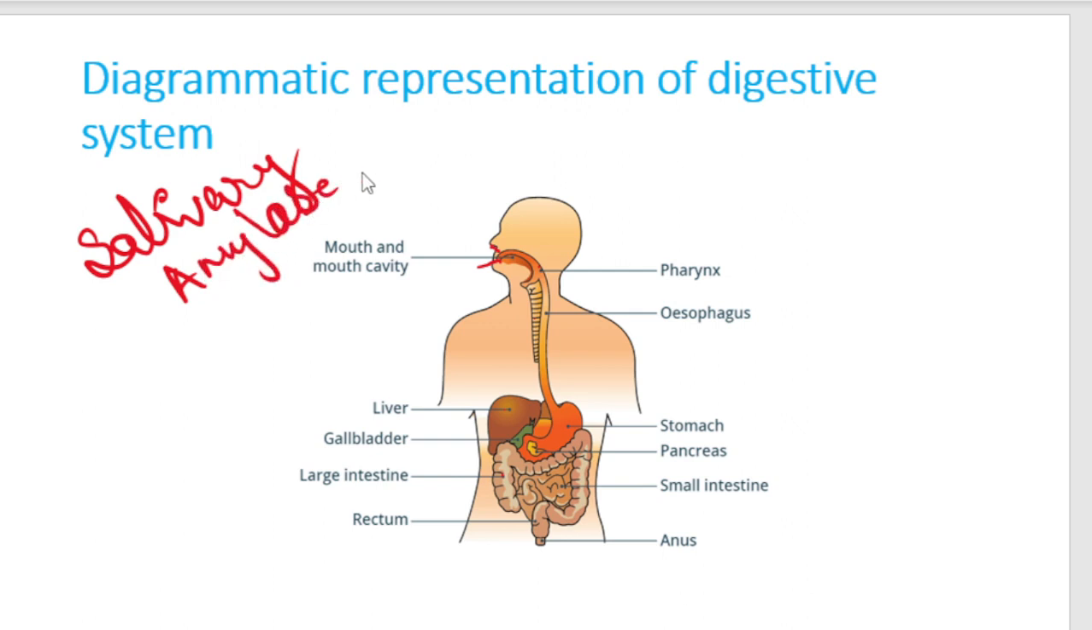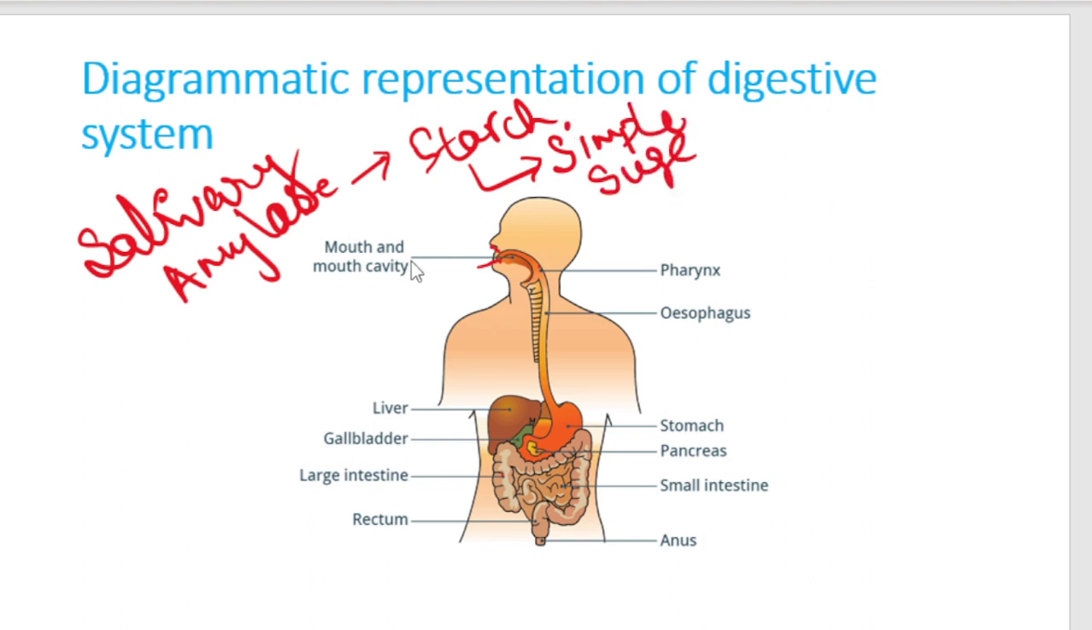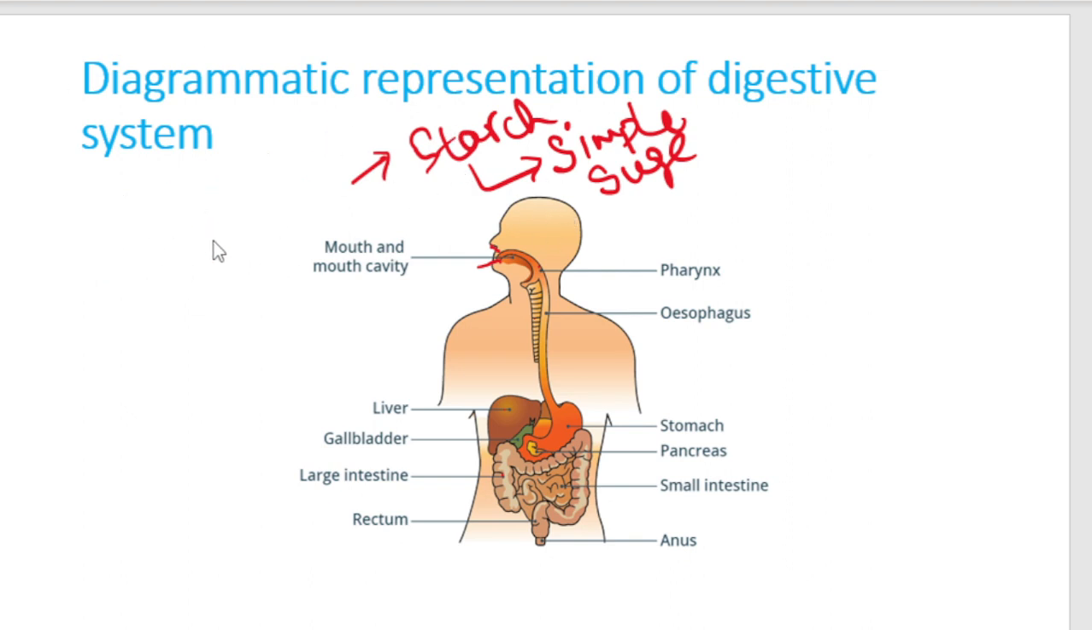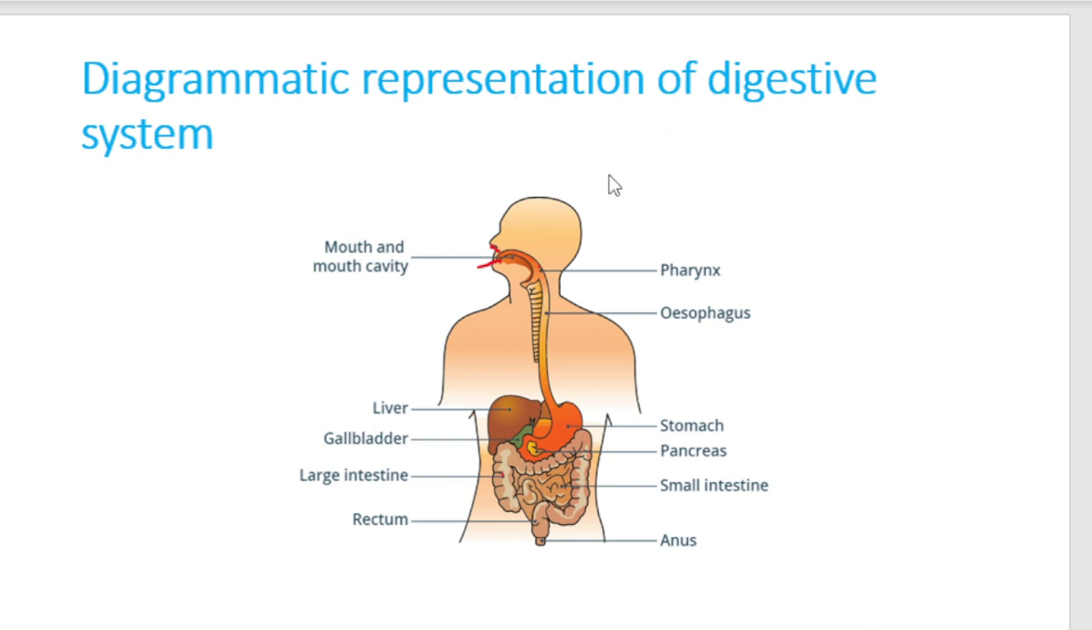What is the work of this salivary amylase? Salivary amylase breaks down starch, a somewhat complex compound, into simple sugar. This is broken down inside the mouth itself. The mouth cavity is also called the buccal cavity.